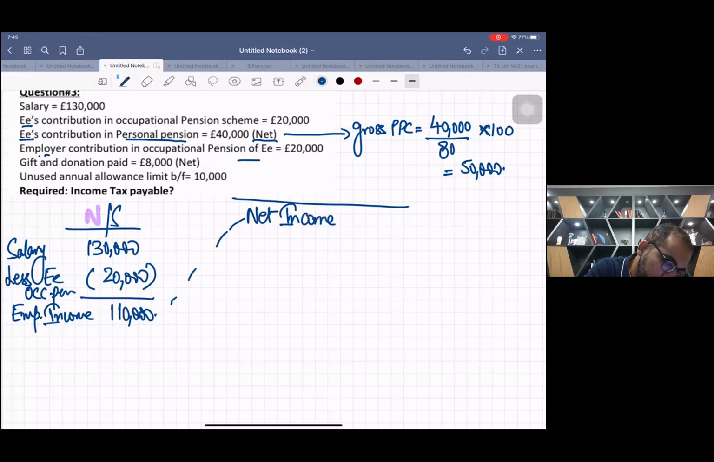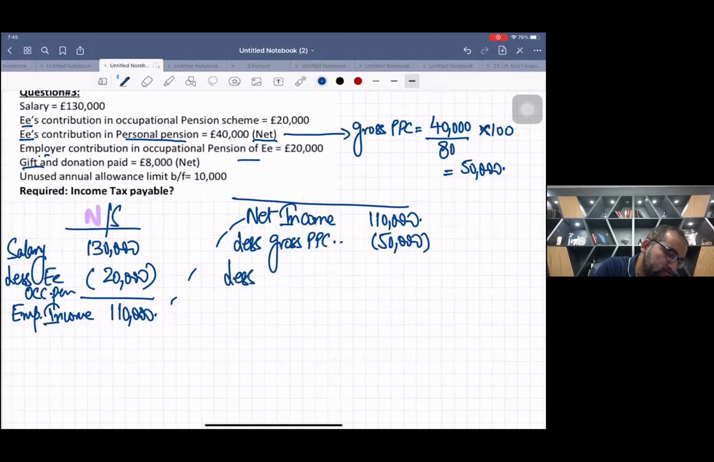How much is 110? And now two things you need to deduct. Number one, less gross PPC. How much is the gross PPC? It's 50,000. How much is the gross GAD? There is one more thing in the question. See, this is gift aid donations. They are also net. Gift aid donations are net. You know what to do with gift aid donations. Divide by 80 times 100.